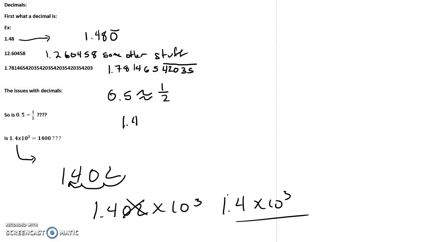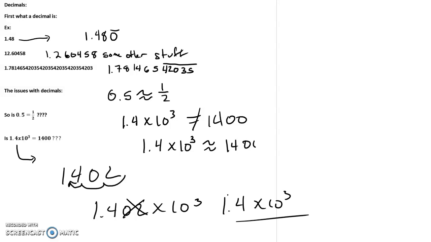So 1.4 times 10 to the third may not exactly equal 1400. When it's in this decimal format, we say 1.4 times 10 to the third is, and then we use this symbol to say it's approximately equal to 1400. It's close. We're not really sure because, again, they could have rounded those things for us to get there.